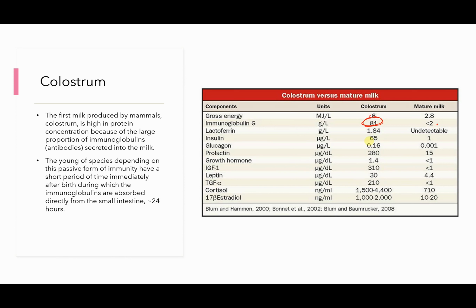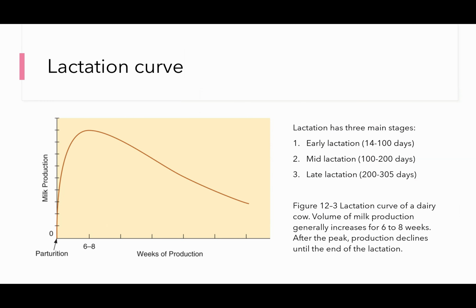Another one that is much greater in colostrum is insulin, prolactin, and IGF-1, TGF-alpha, and of course cortisol and 17-beta-estradiol. And these are all important to be transferred to the neonate just after birth to help with development of their immune system and to take part in the passive form of immunity.